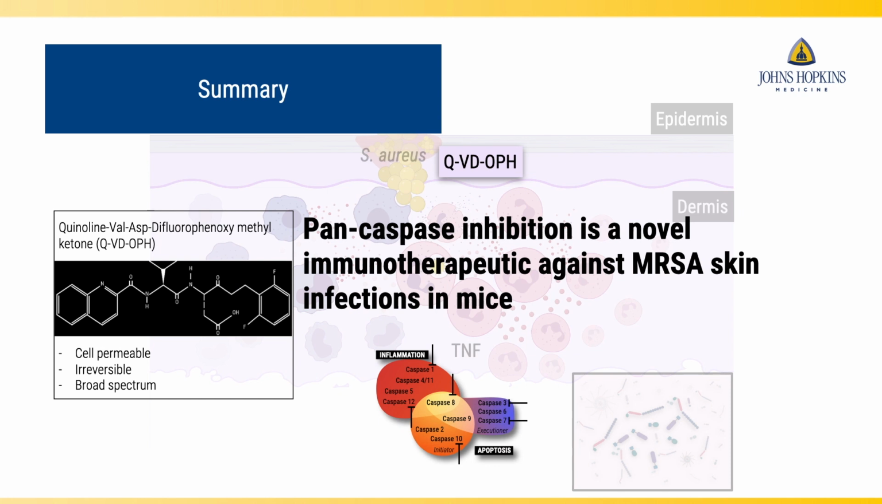Taken together, our data show that pan-caspase inhibition is a novel immunotherapeutic against bacterial skin infections in mice and especially opens up a possible host-mediated immunotherapeutic option against antibiotic-resistant MRSA skin infections.